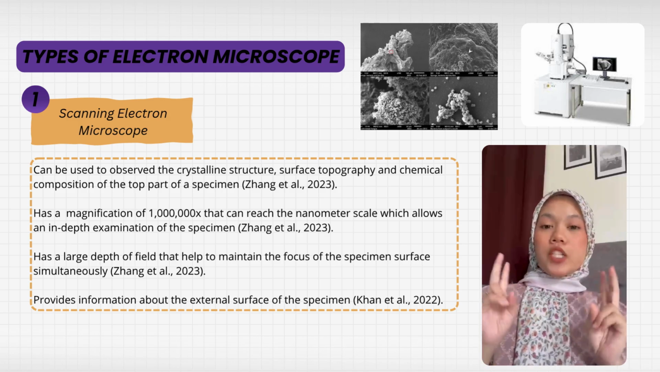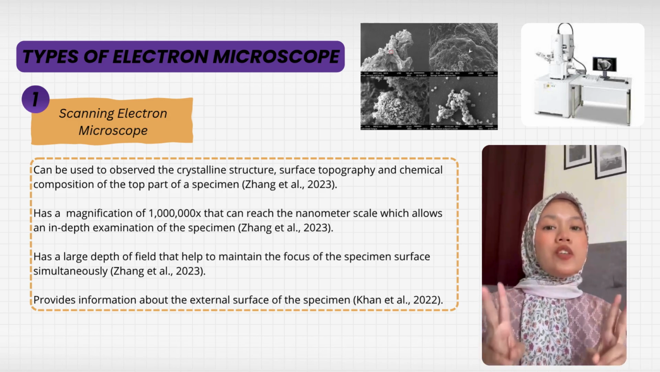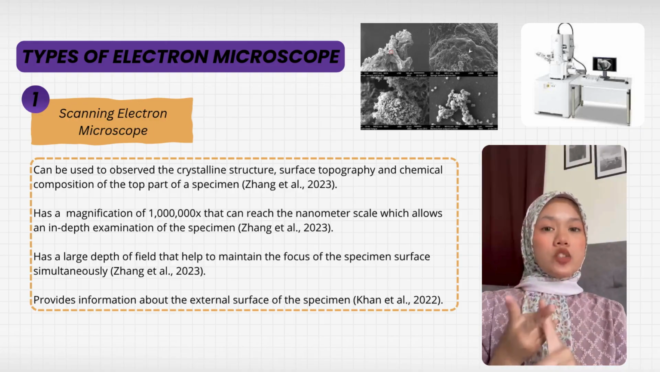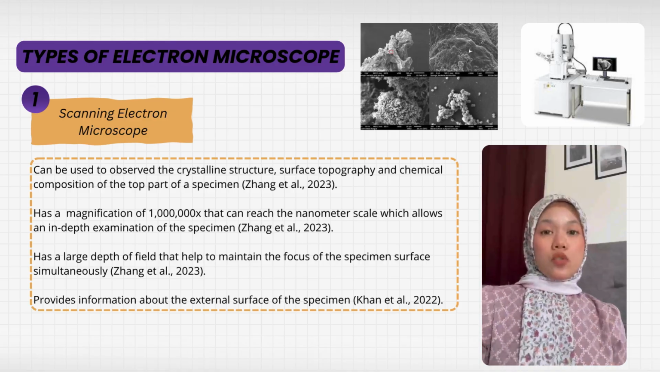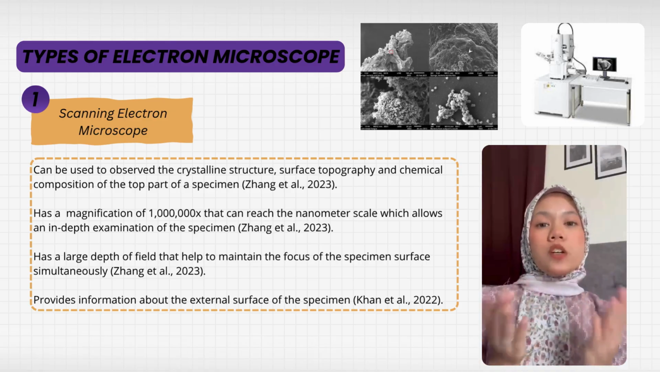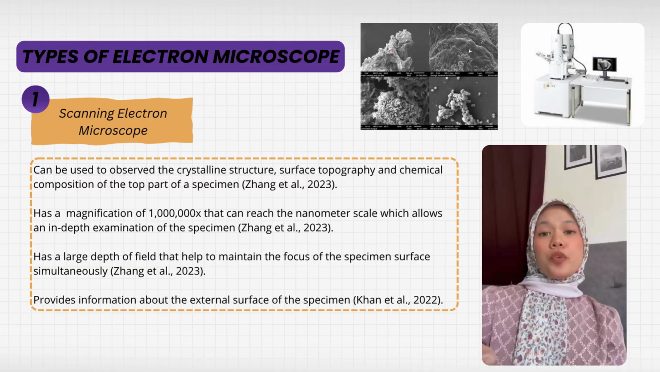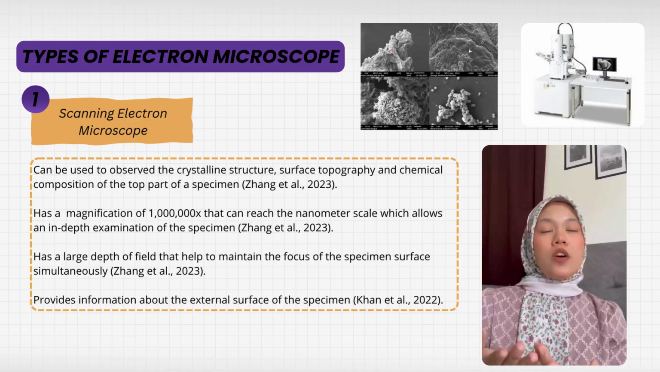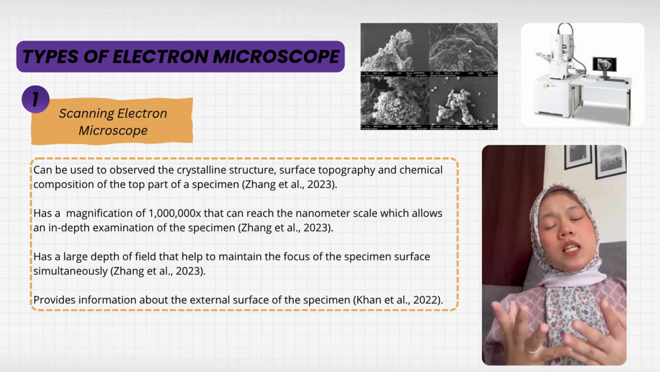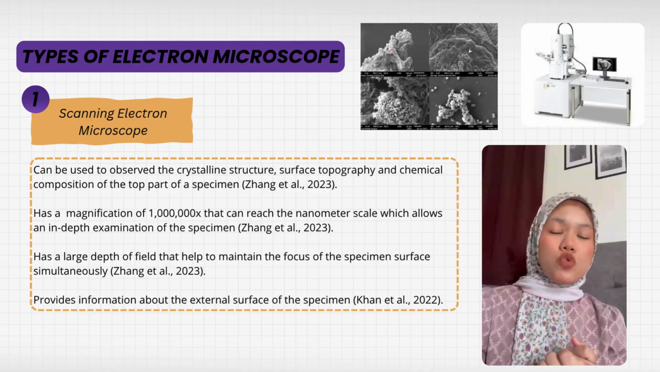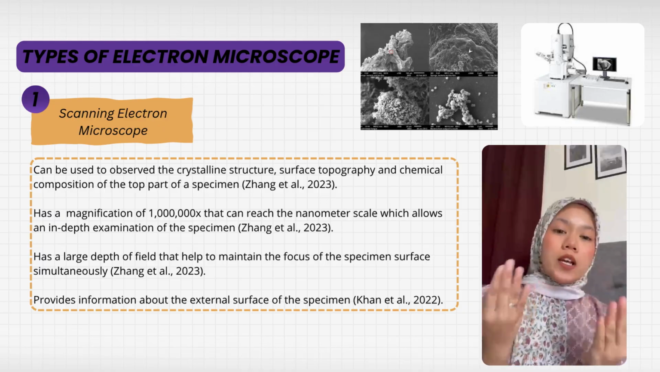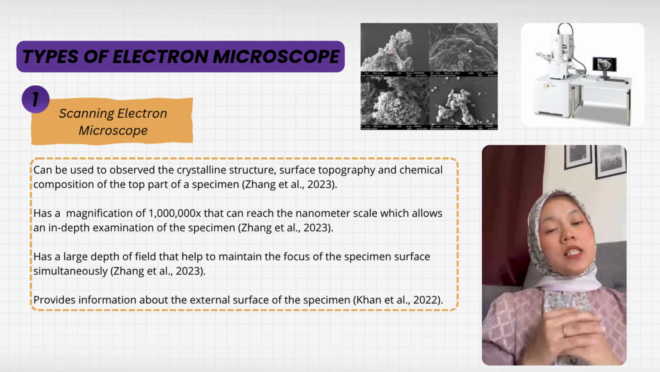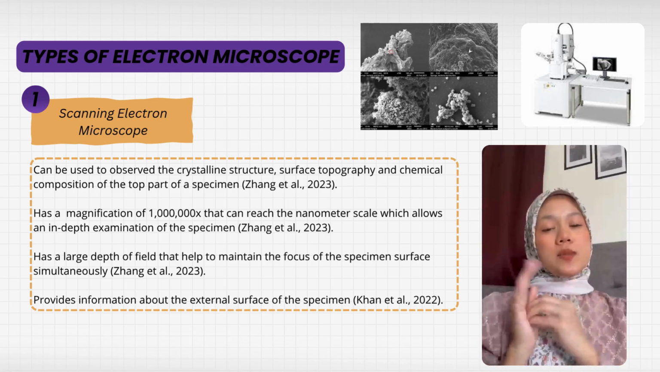So basically, there are two electron microscopes that are commonly used in the industries, which are the scanning electron microscope and also the transmission electron microscope. Scanning electron microscope, or SEM, can be used to observe the crystalline structure, surface topography, and also the chemical composition of the top part of the specimen. In other words, scanning electron microscope is used to analyze or observe only the surface part of the specimen, since the beam of light cannot penetrate through the specimen.